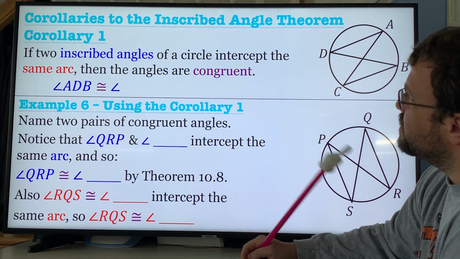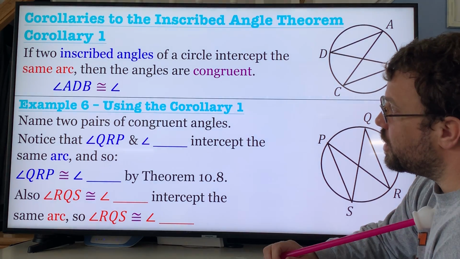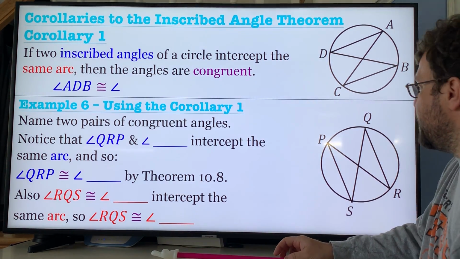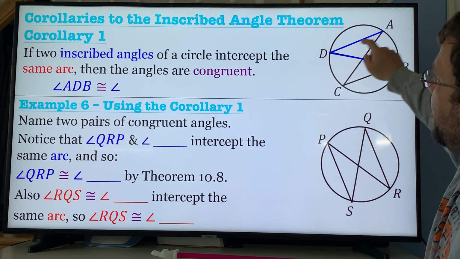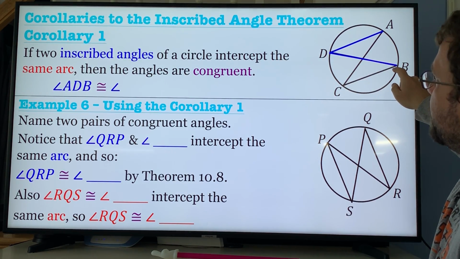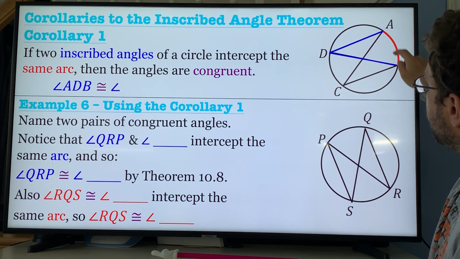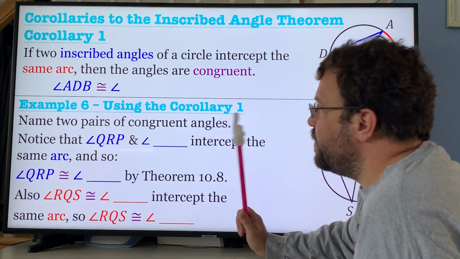Corollary to the Inscribed Angles Theorem. Corollary 1, if two inscribed angles of a circle intercept the same arc, then the angles are congruent. This is what we've been doing for the last bit of time. So what this means is, I've been trying to explain this to you. ADB, if that is going to be sharing arc AB, right? So that means that ACB is congruent to it. Name two pairs of congruent angles.